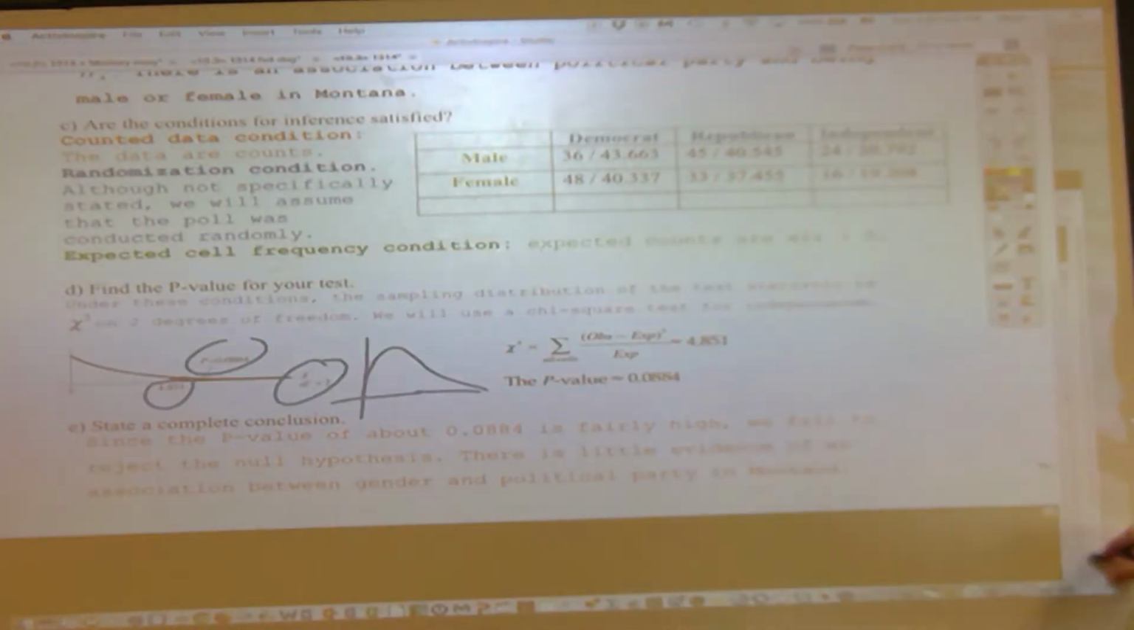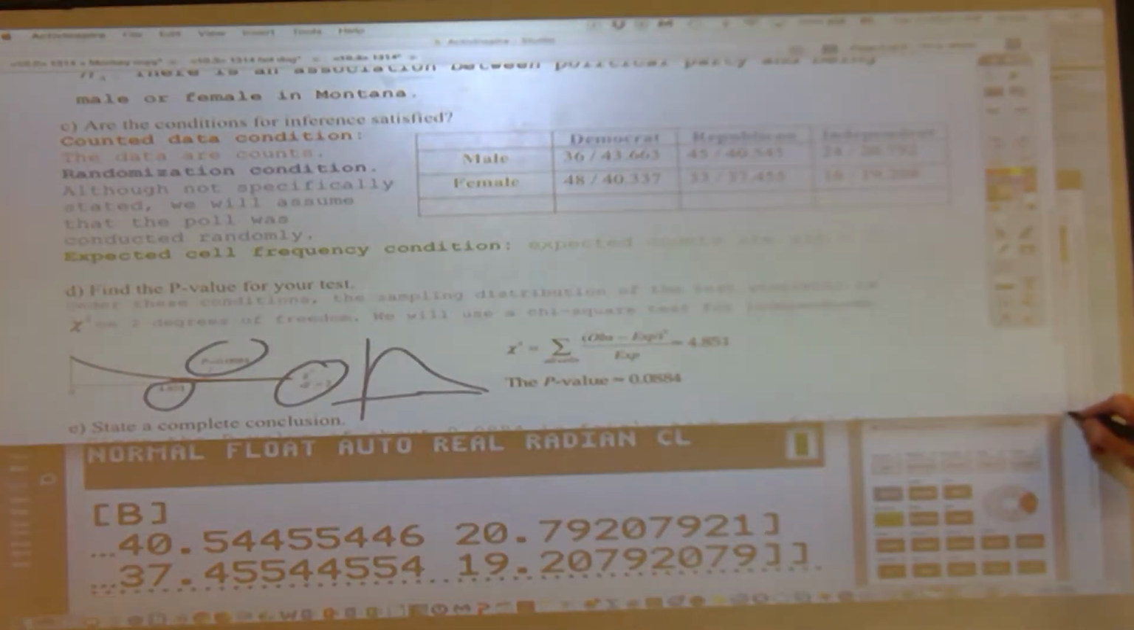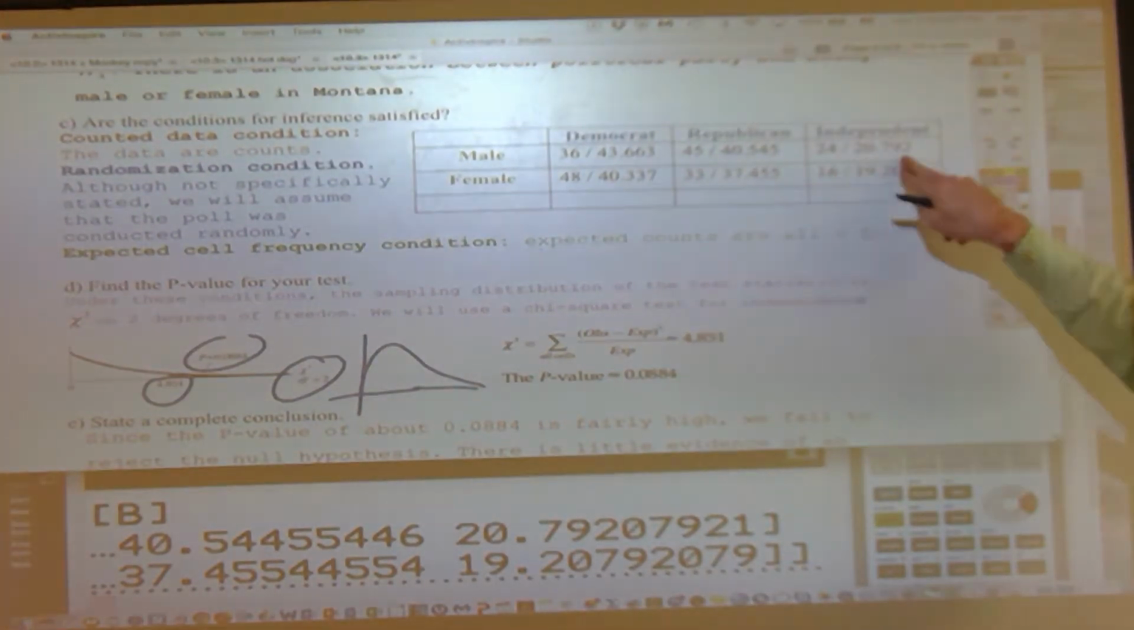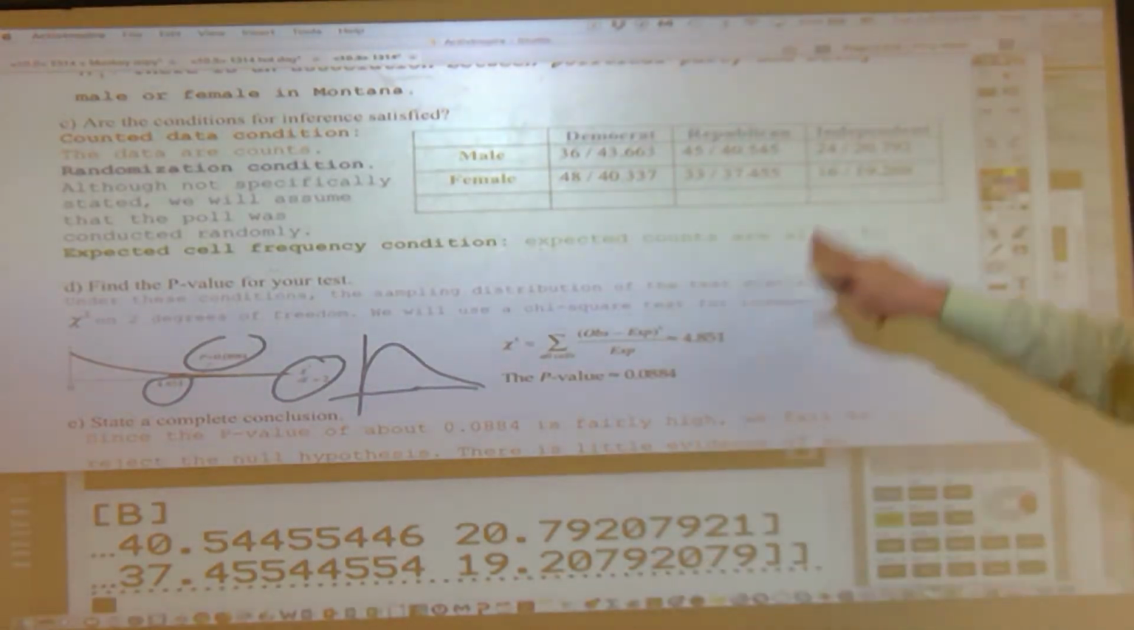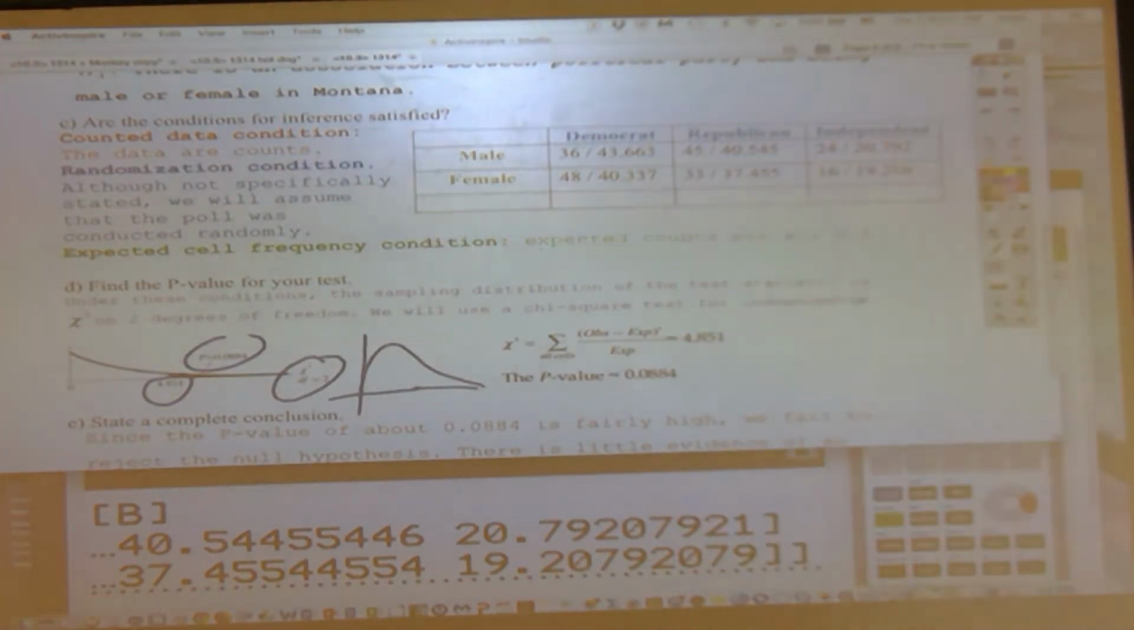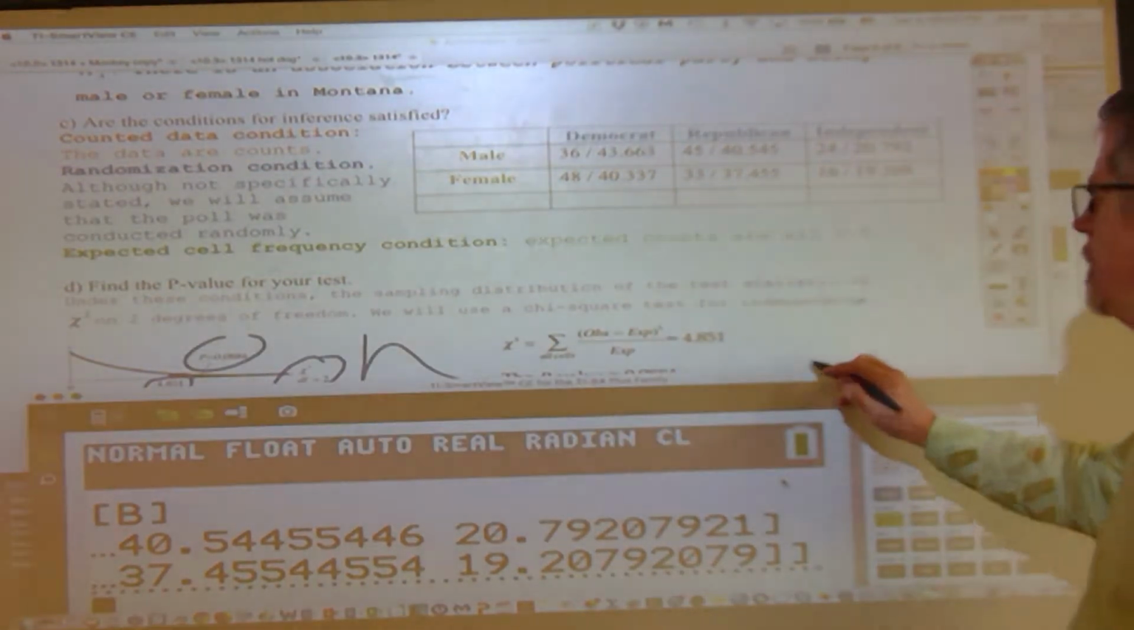Get that a little bit higher so we can see both at the same time. Sure, see 20.79, there they are, 19.207, it all came from matrix B. Does that answer your question then? Yes, thank you. All right, so next page.